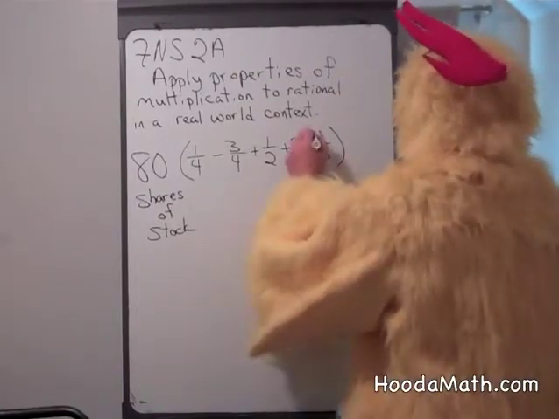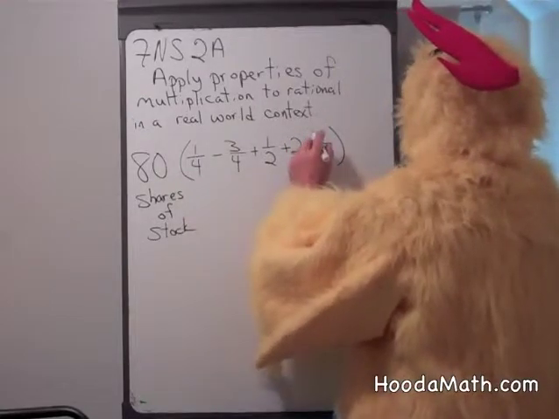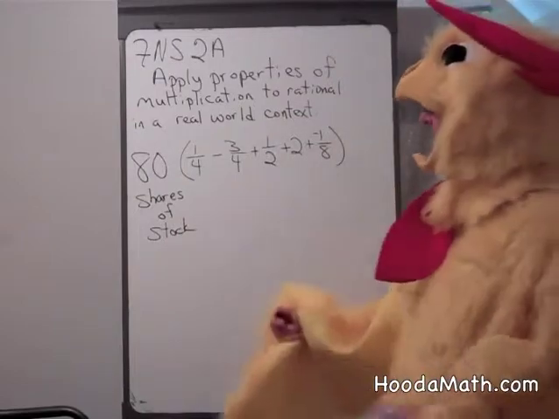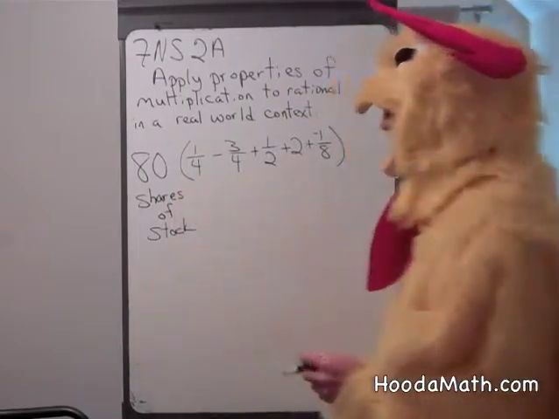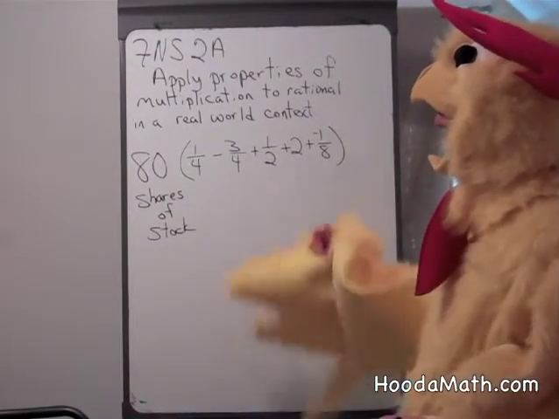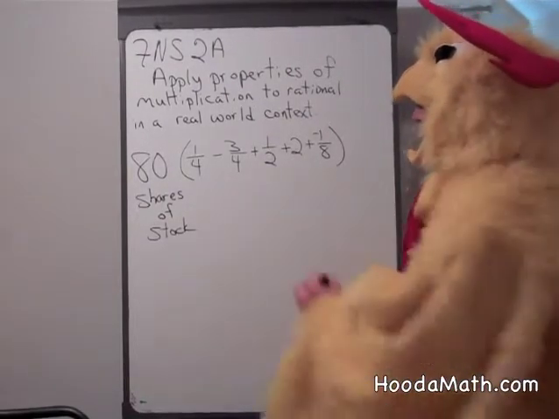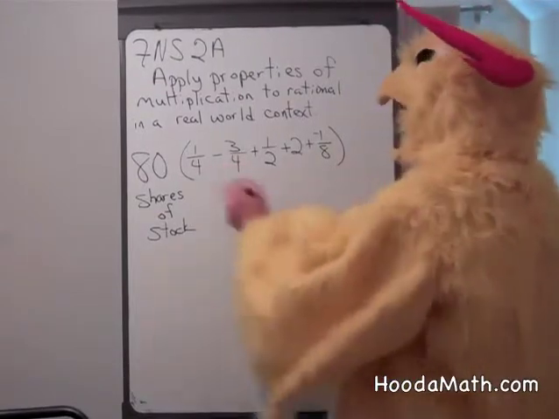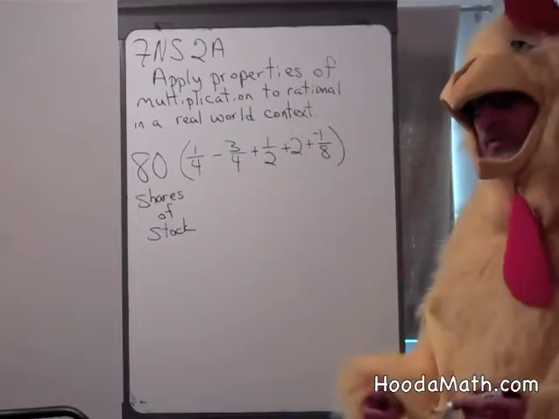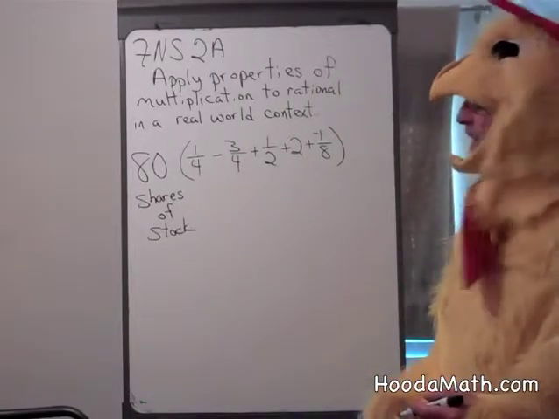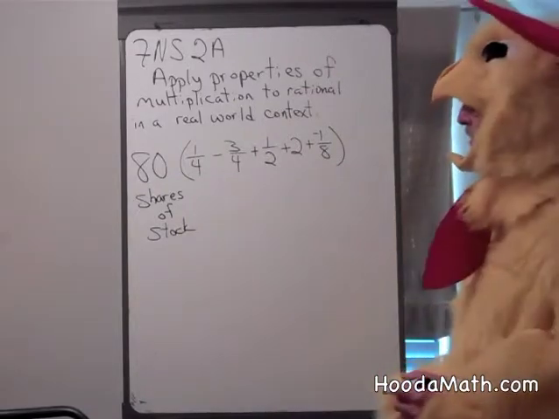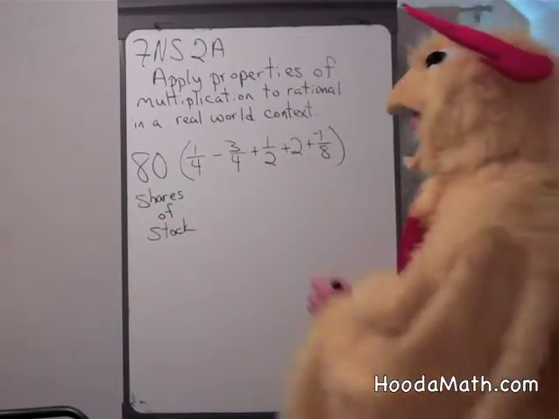What happened to your earnings? You have 80 shares of stock. Well, you would multiply 80 times each of these numbers, or you could add all these numbers together and then multiply by 80. You can use the distributive property. Because these numbers don't easily add together, I would do the distributive property.